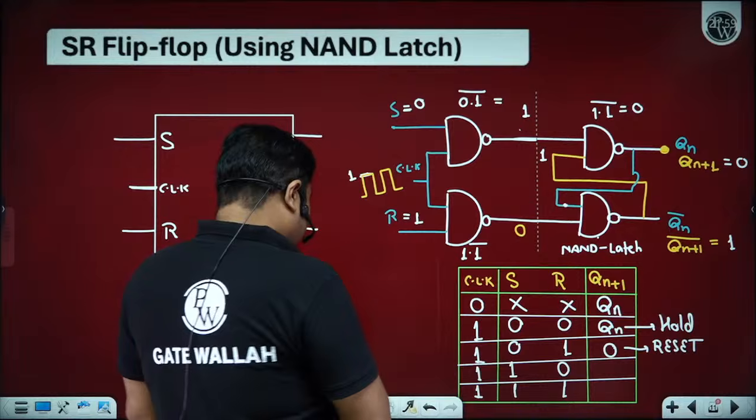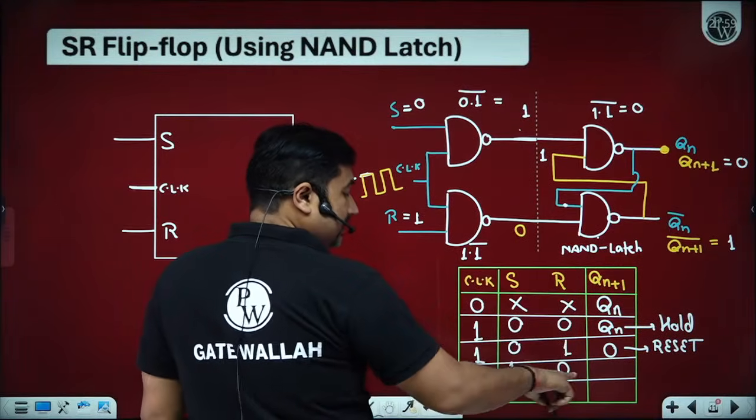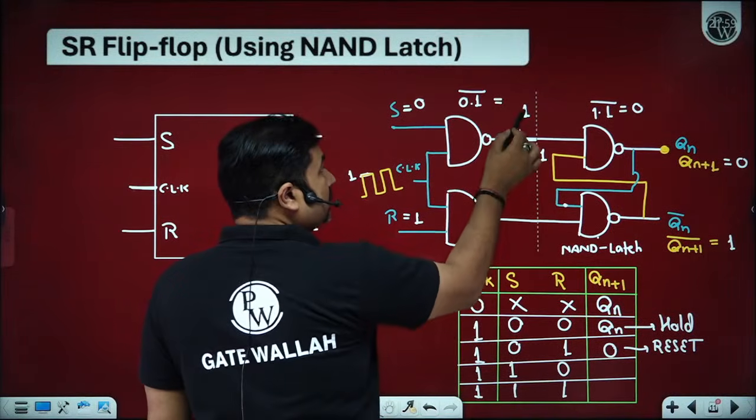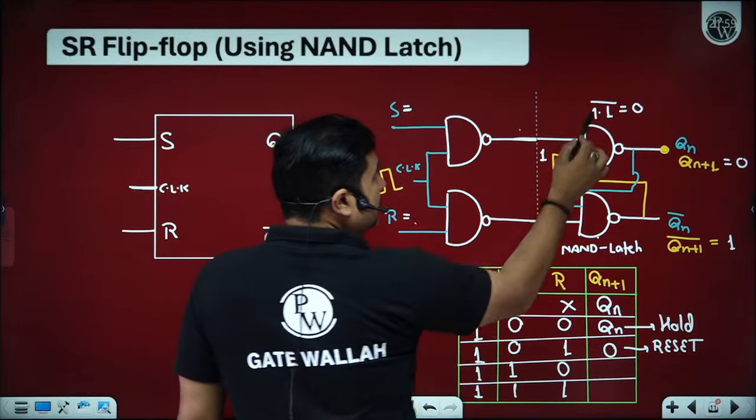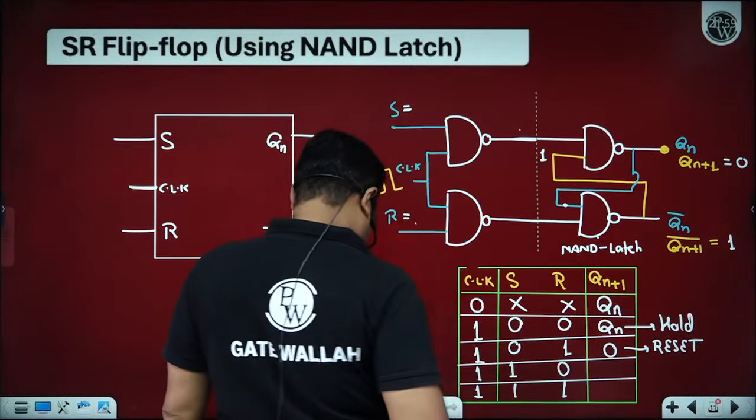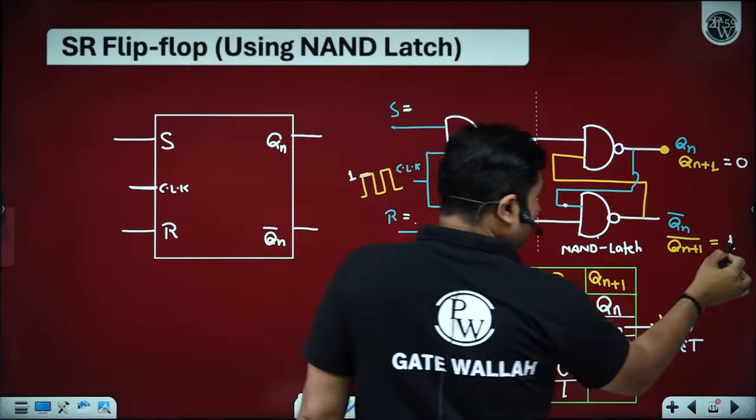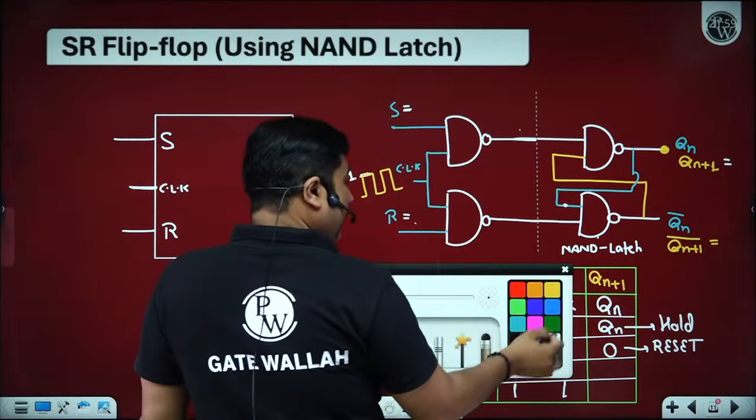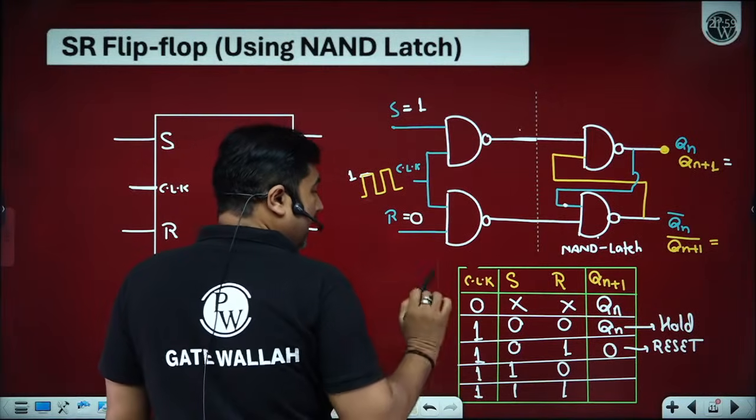Now please observe for 1, 0. What happened for 1, 0, beta ji? Please observe next 1, 0. If we talk about 1, 0, sir, we don't know about the previous state. Okay. We are going to apply S equals 1, R equals 0 and a clock high.